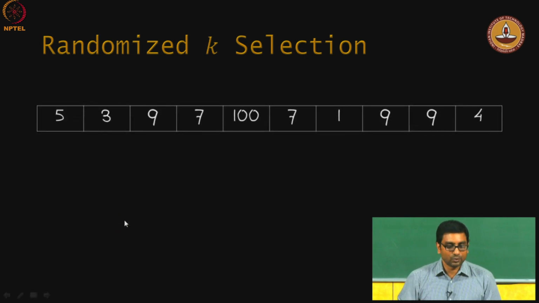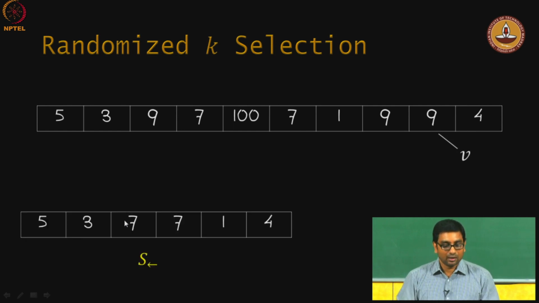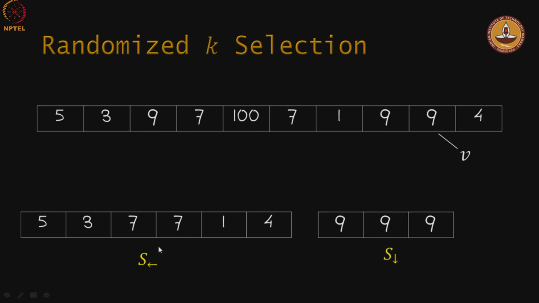Here is a quick example. Let us say this is the array that you have. You pick a random element within the array. All those numbers that are less than 9, you put them in the left array. You have 3 9s, so you put them in the S down array, and then there is one element greater than 9, so you put that in the S right array. Let us actually look at this. Suppose you want to find the third element in this array. Which sublist will you look into? Clearly, you will look into S left.